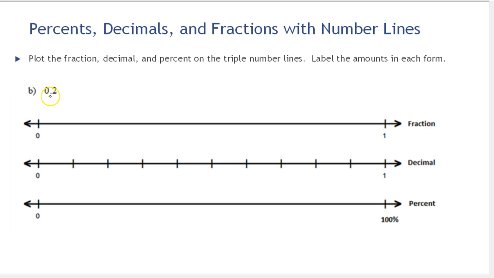Here we're given a decimal value of 0.2. So let's go to the decimal number line. These are still partitioned into tenths. So this is 1/10 and this is 2/10. 0.2. Okay. Now to find what this is as a fraction, we know that 2/10 is the fraction form of the decimal. Okay. We could also simplify it to 1/5.